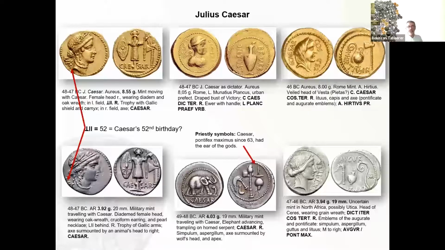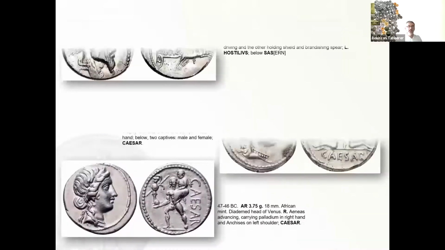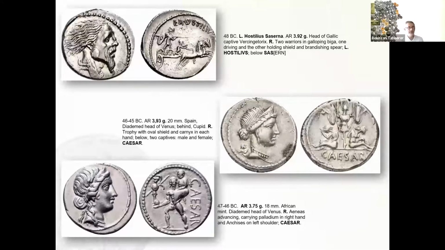Yeah, priestly symbols. He was the Pontifex Maximus since 63, so he had the ear of the gods, and here he has the priestly symbols plus augur. So he had the office interpreting the will of the gods by studying the flight of birds. And of course, his ancestral advertisement and his huge success defeating Vercingetorix on these two types.